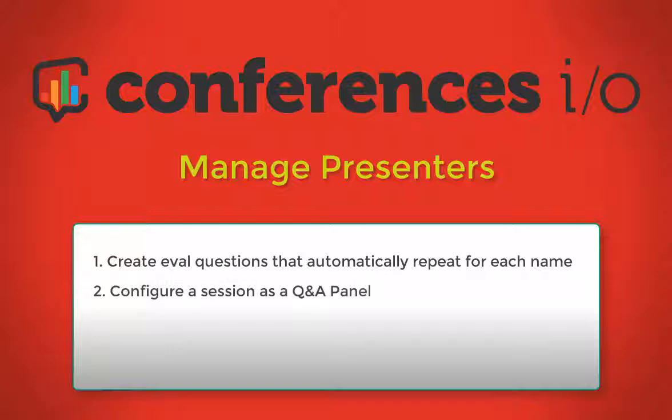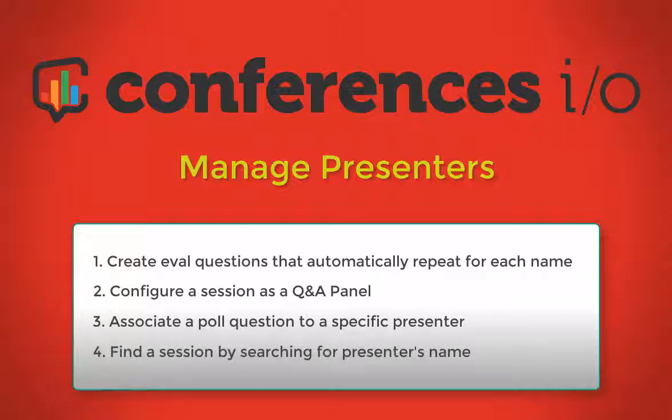Number 2, you can configure sessions as Q&A panels where the audience can pick for whom a question is targeted when submitting their questions. Number 3, you can associate a poll question to a specific presenter to keep track of whose poll belongs to whom. And lastly, attendees can search for sessions on your app's home screen using just a presenter's name. Let's get started.